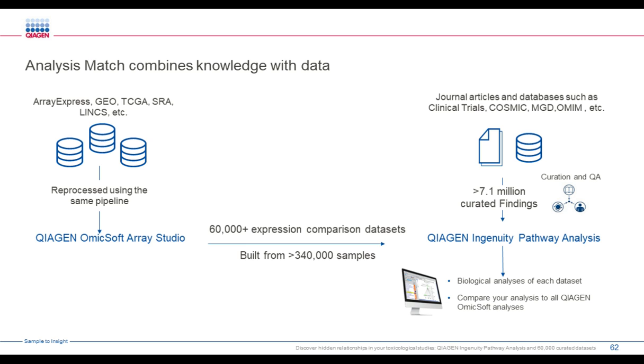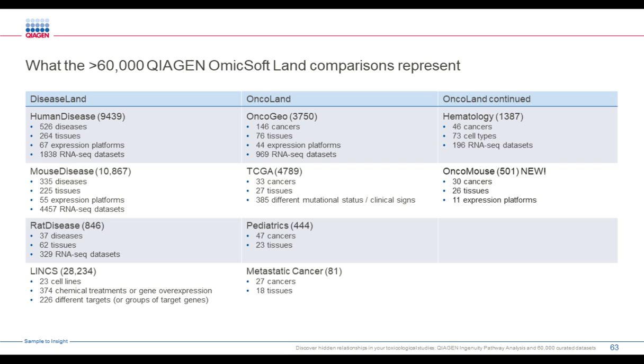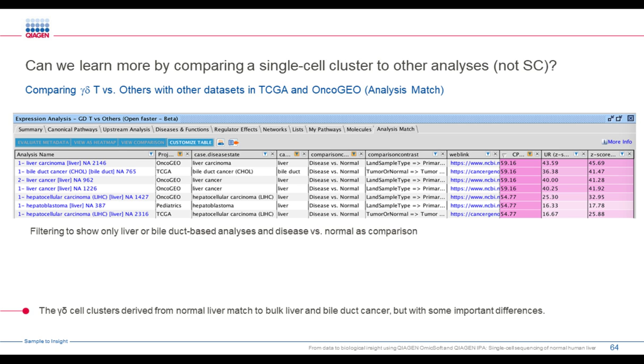To simplify, thousands of these comparison expression data sets, coming from TCGA as expressed in the first part of the talk, have been processed using the same pipeline and sent into a QIAGEN IPA repository. Along with the 7.1 million findings we have, you can build very strong biological insight. We can do that because we can look at different diseases, different tissues, different RNA-seq data sets. So let's go to what we know right now.